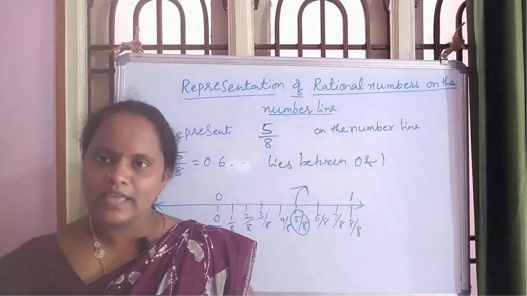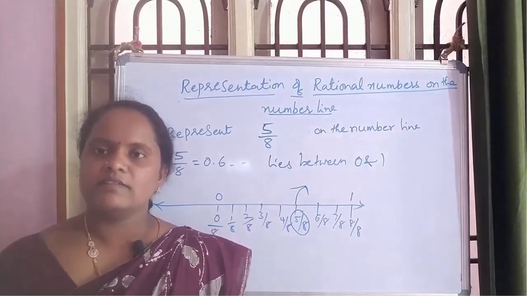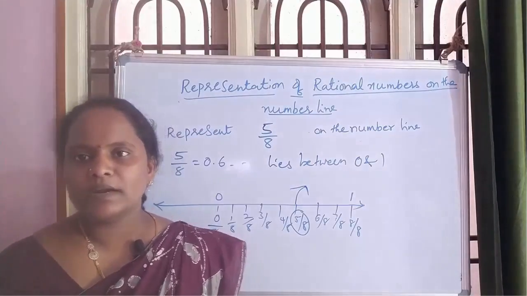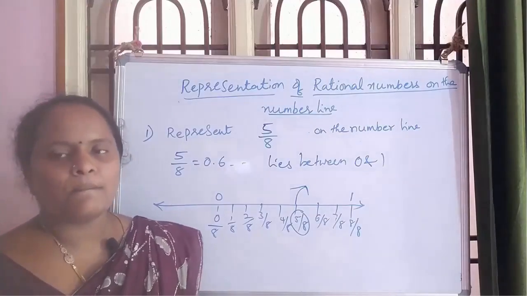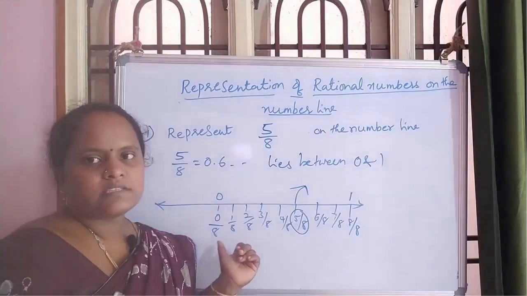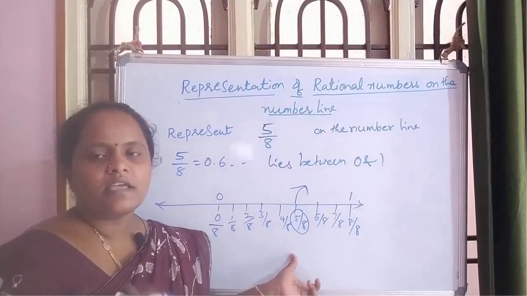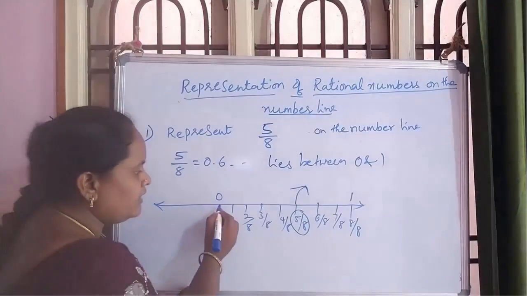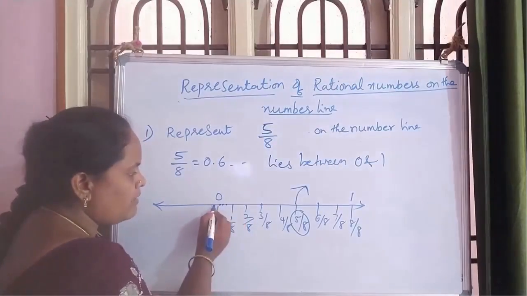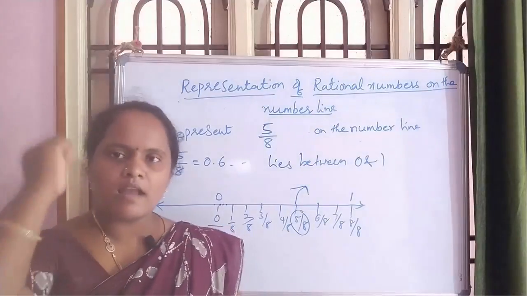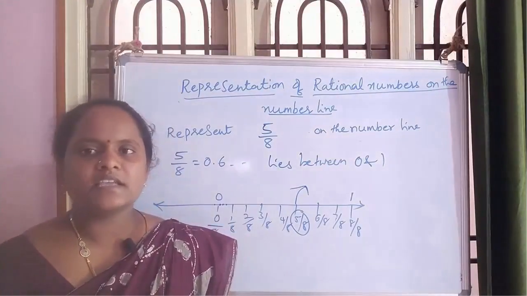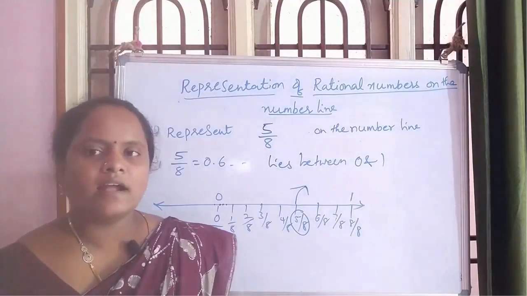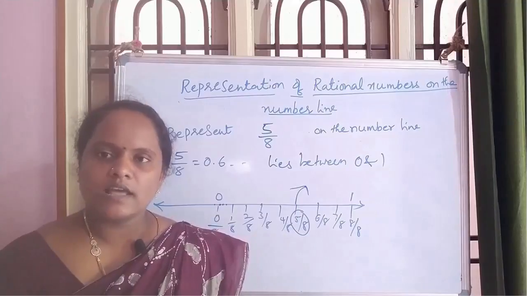In between 0 and 10, I have 1, 2, 3, 4, 5, 6, 7, 8, 9 integers. So in between any two integers, I have a limited number of integers, but it is not the same with rational numbers. In case of rational numbers, in between any two rational numbers, there exist infinite rational numbers. Every small point on the number line denotes a rational number. So there exist infinite rational numbers in between any two rational numbers. This property is called the density property of rational numbers.